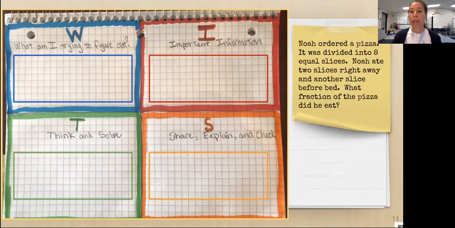The first one says, Noah ordered a pizza. It was divided into 8 equal slices. Noah ate 2 slices right away and another slice before bed. What fraction of the pizza did he eat? Okay, so you're going to use this whole strategy that we just went through and write everything into the boxes so I can see exactly how you did this.